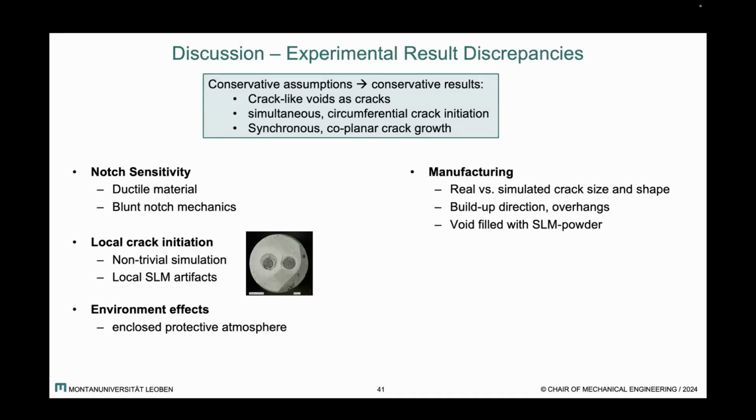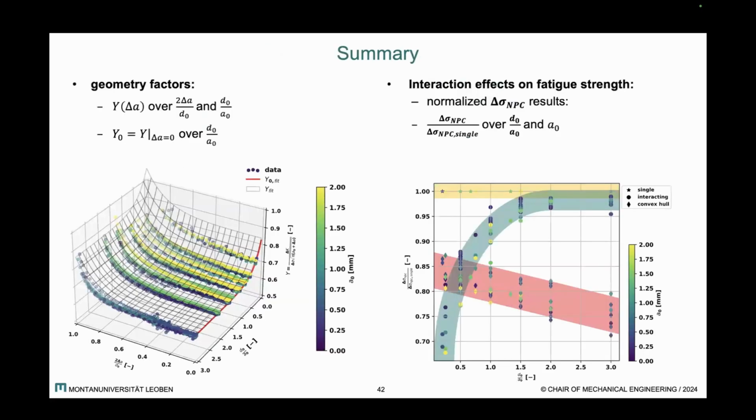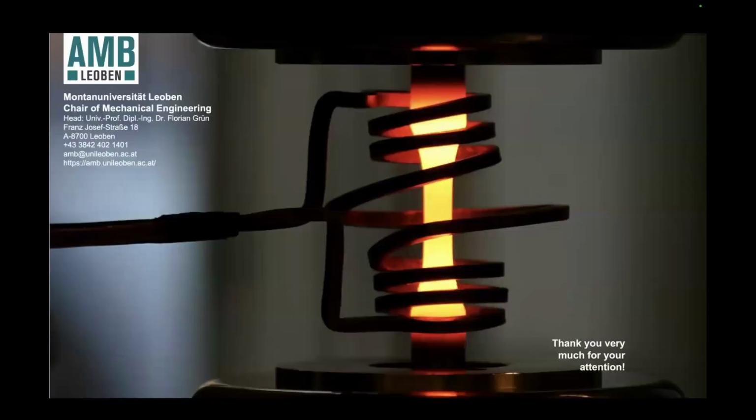the most severe defects, which are cracks, growing simultaneously. And in the experiments, we have deviations from this. That is, for one, possibly effects of notch sensitivity. We observe local crack initiation instead of the voids directly becoming cracks. There are also environmental effects due to the protective atmosphere in the voids, and various effects of the SLM printing process. And there I'm just going back to my results, and that would be it.